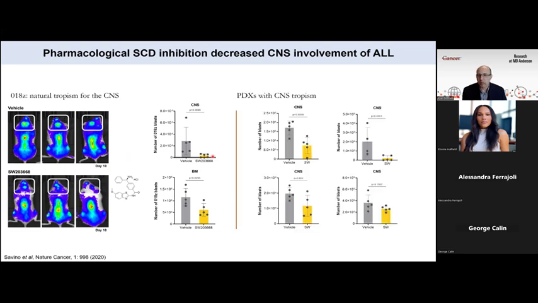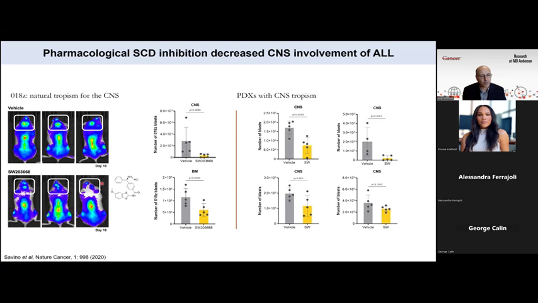We have done the same with patient-derived xenografts as well, 4 different patients. And as you can see, 1 of them responded very well, 3 responded okay-ish, some less, some more, but certainly in line with the idea that SCD is essential for CNS leukemia.